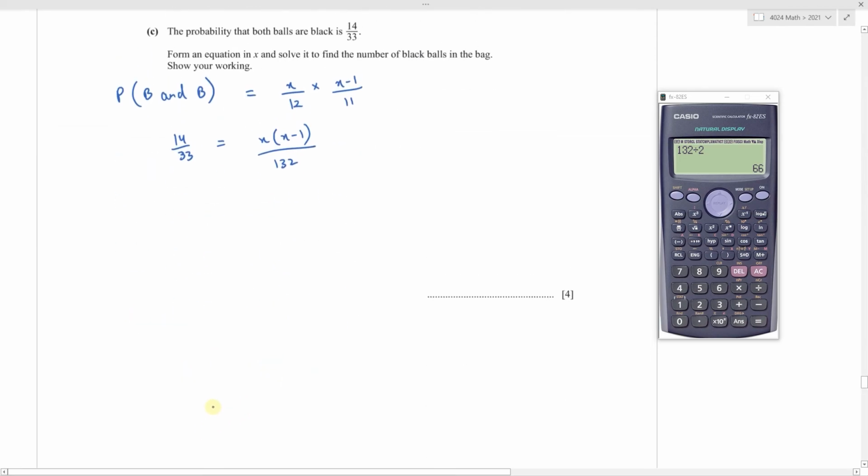And now let's solve for x. So if I take this 132 to the other side, this becomes x into x minus 1 equals 14 times 132, and then divide by 33, 56. So x square minus x equals 56. x square minus x minus 56 equals 0. So now you have a quadratic equation.